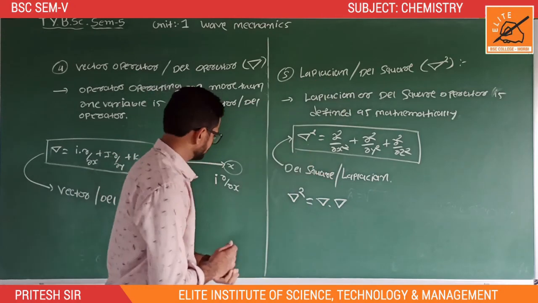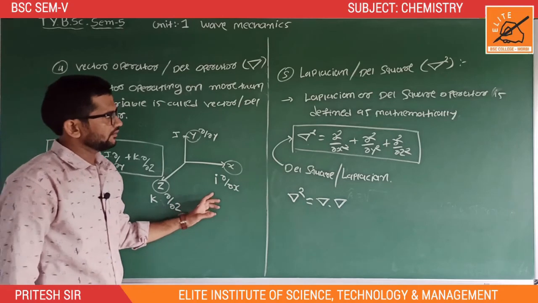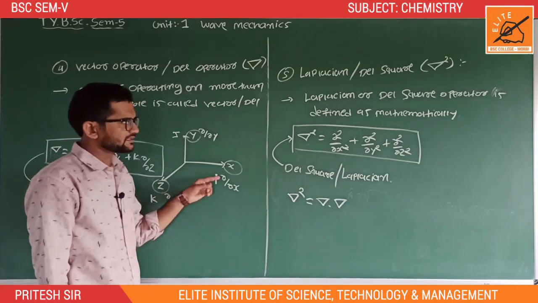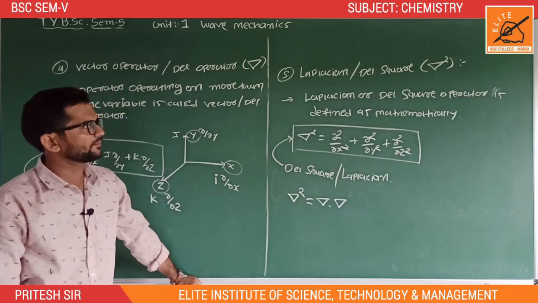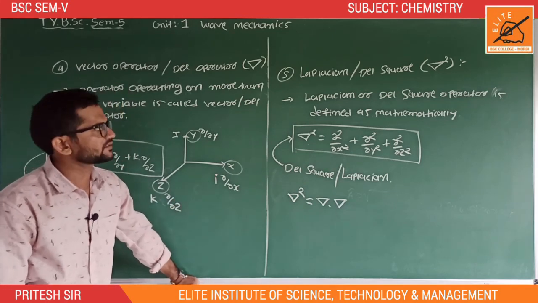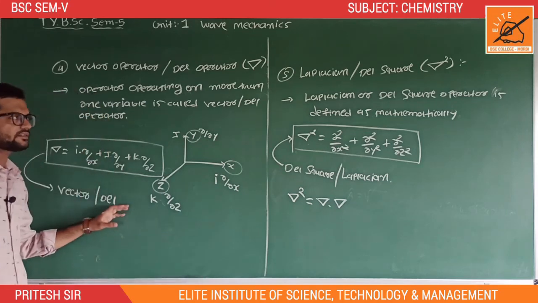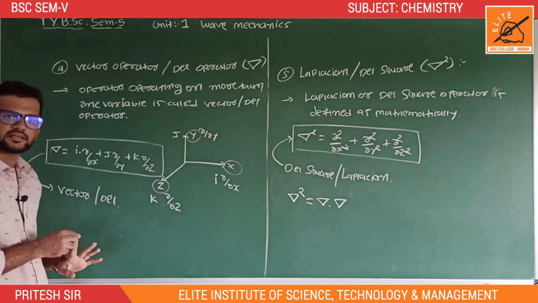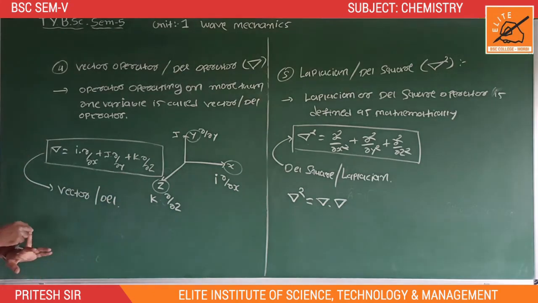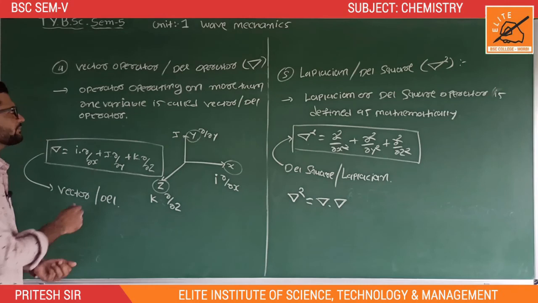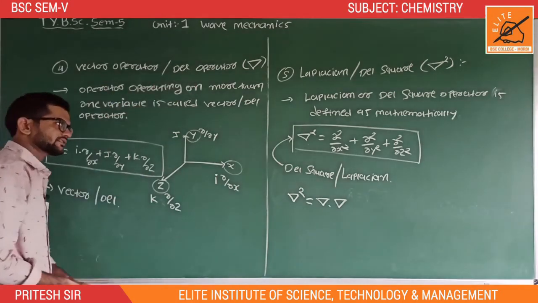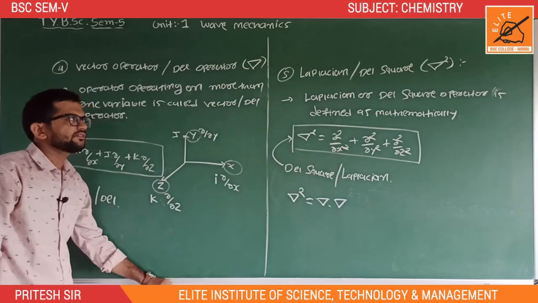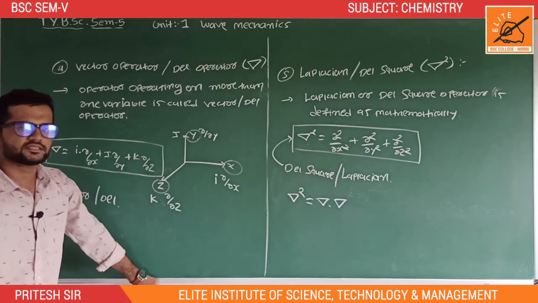Okay, so I completed 5 different types of operators in lecture number 2. Our previous lecture contained only one type of operator, that is the addition and subtraction operator. But in our second lecture we completed 4 different types of operators. The first is the multiplication operator, then the linear operator, then the vector or del operator, and the last one is the Laplacian or del square operator. In the next lecture I will continue from operator number 6, that is the momentum operator.